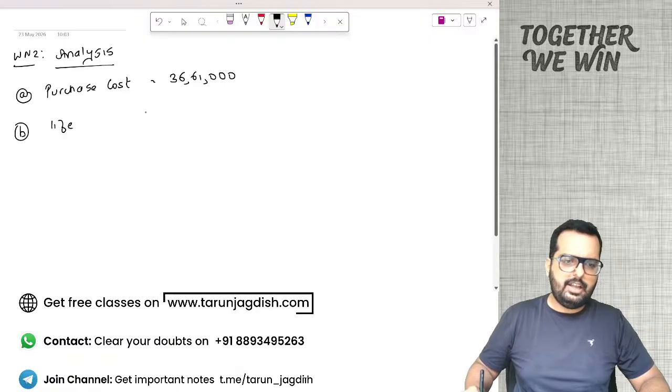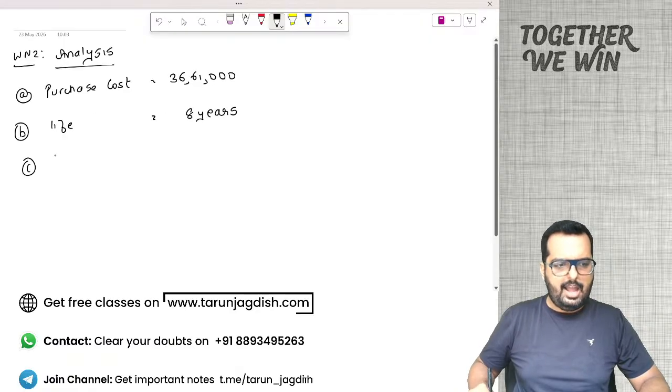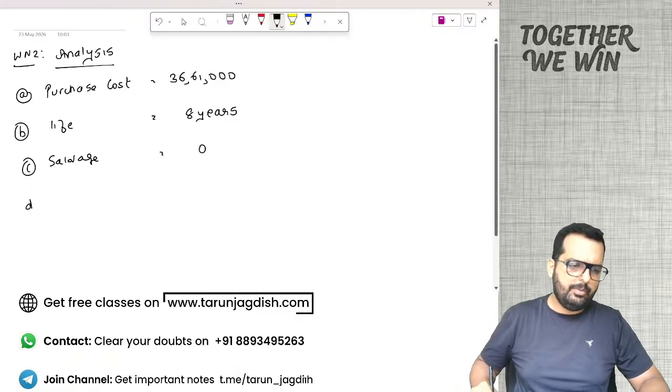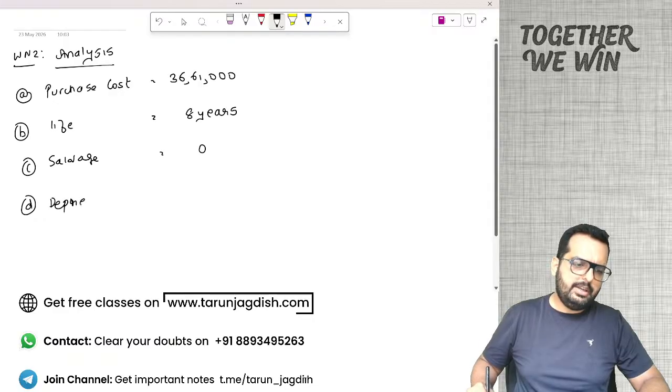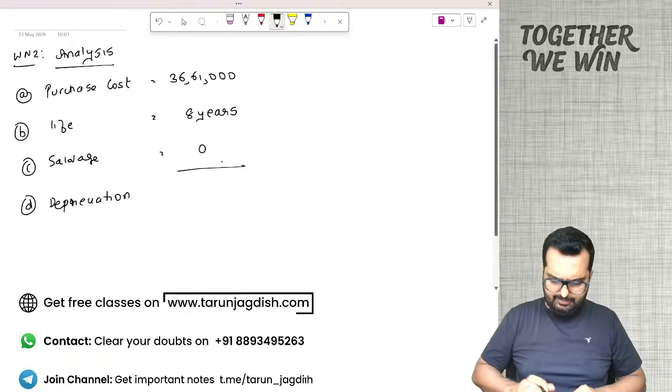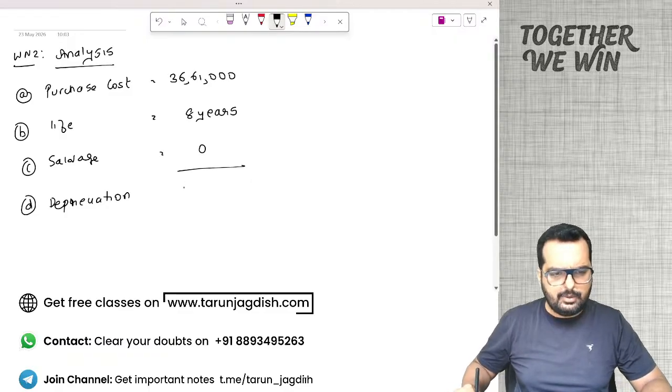What is the life that they have told over here? Is the life turning out to be 8 years? And they have told us to ignore the salvage value, so according to me, that will be 0. Therefore, what will be the depreciation that you will get over here? Will you get the depreciation at 4,57,625?